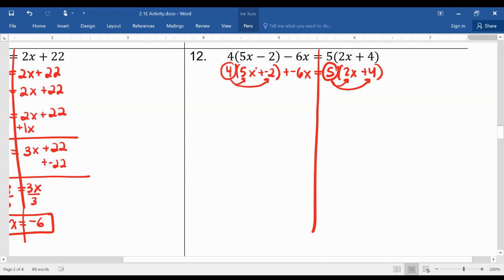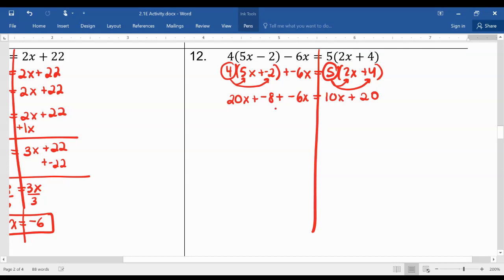All right, so I did my sign change, and now I'm about to distribute. 4 times 5 is 20x. 4 times -2 is -8. Don't forget the plus -6x. 5 times 2 is 10x, and 5 times 4 is 20.